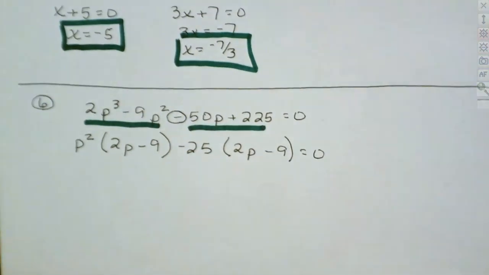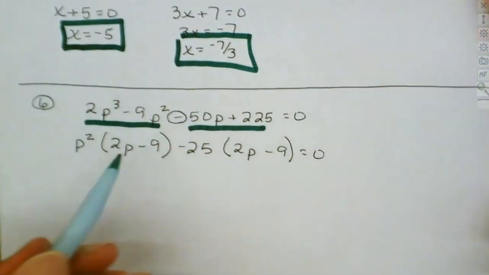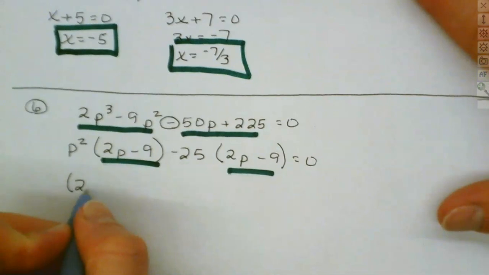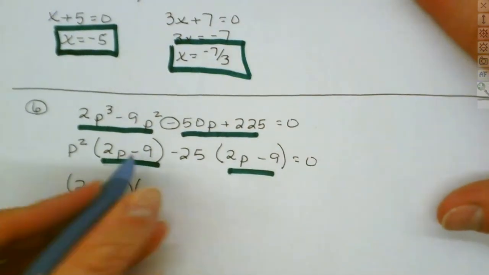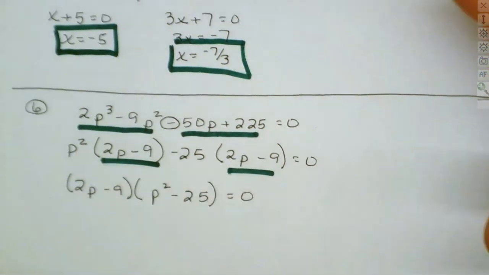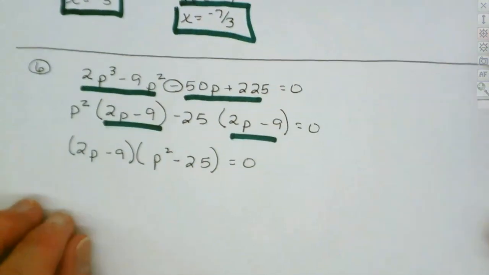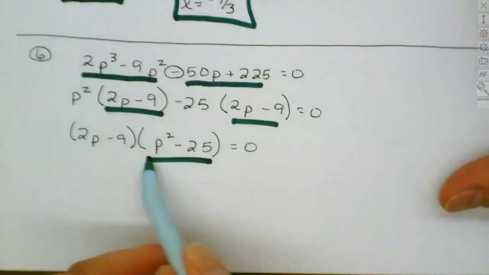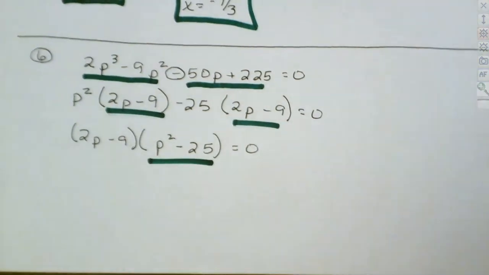Okay. Now, what do we know from here? Are the groupings the same? Yes. So that comes out as a 2p minus 9, and what's left over? p squared minus 25. We are not done yet. Some of these may require you to factor and then factor again. Why are we not done? Because p squared minus 25, well, 25 is a perfect square of what? 5, right? So we can factor it again. You have to break it down as far as it can possibly go.